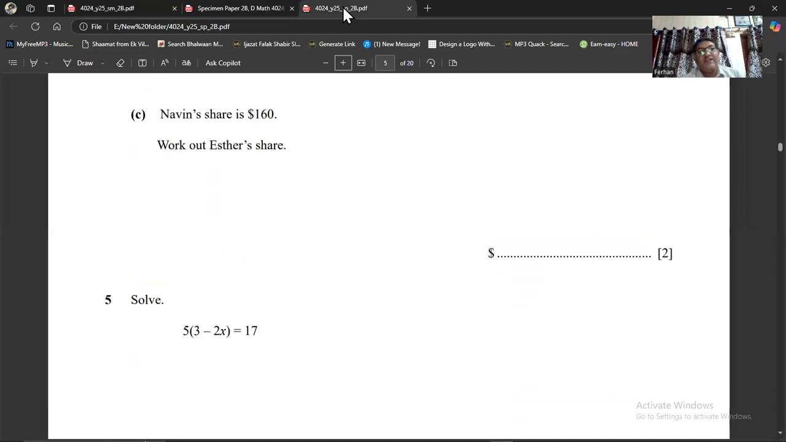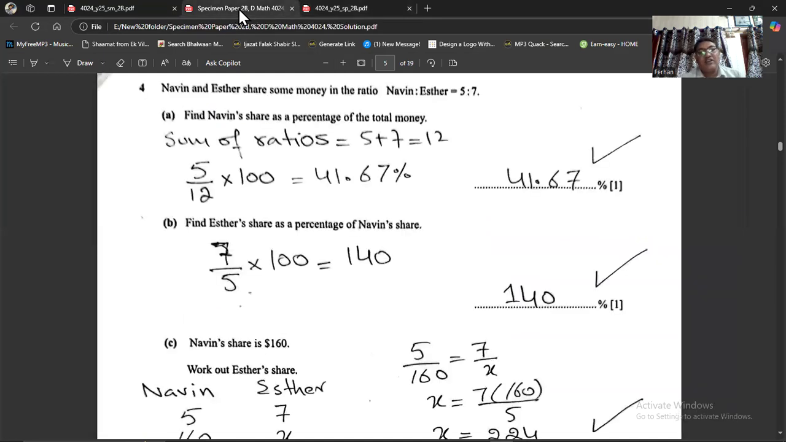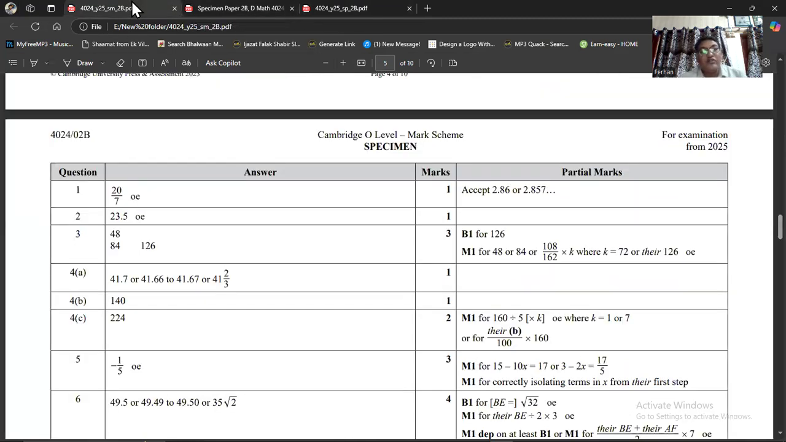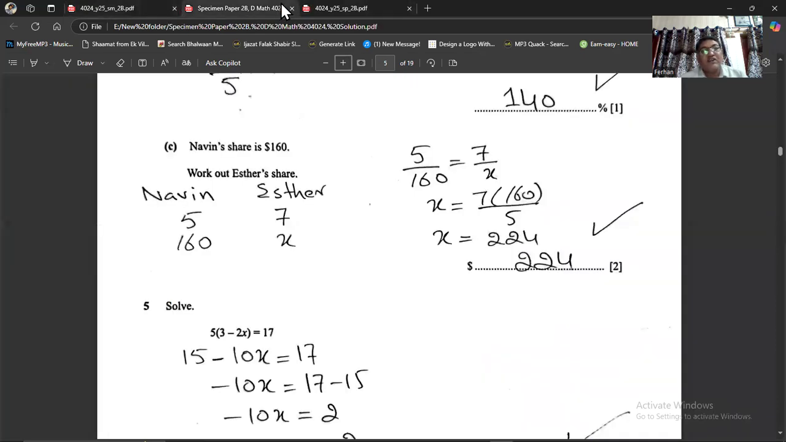C part. Naveen's share is 160. Work out Esther's share. If Naveen's share is 5, Esther's share is 7. If Naveen's share is 160, how much is Esther's share? So 5 by 160 equals 7 by x. Cross multiply: x equals 7 multiplied by 160 divided by 5. x will be equal to 224. So Esther's share is $224, and my answer is right. Okay, this is how this is done.